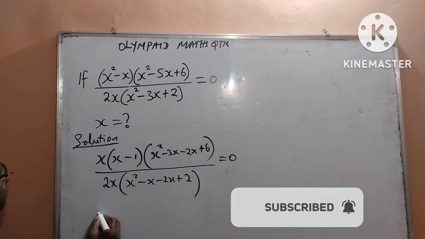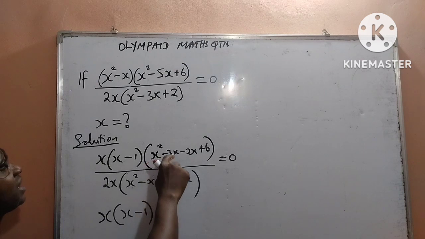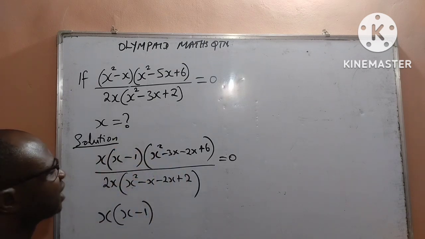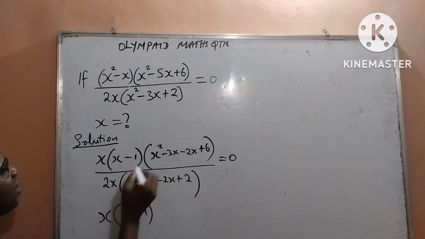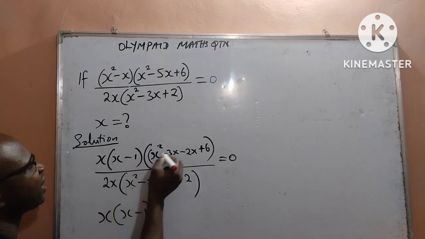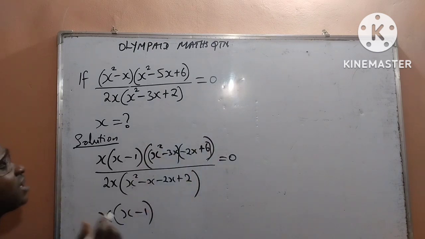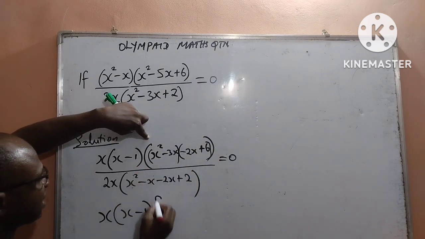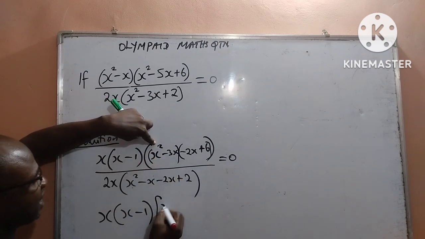Moving forward, I shall have x into the bracket x minus 1. Now in this second bracket at the numerator, I want to put it into factors. What does that mean? I want to find what is common here and then what is common in these two brackets. Now, coming in, what is common for me from here is x.